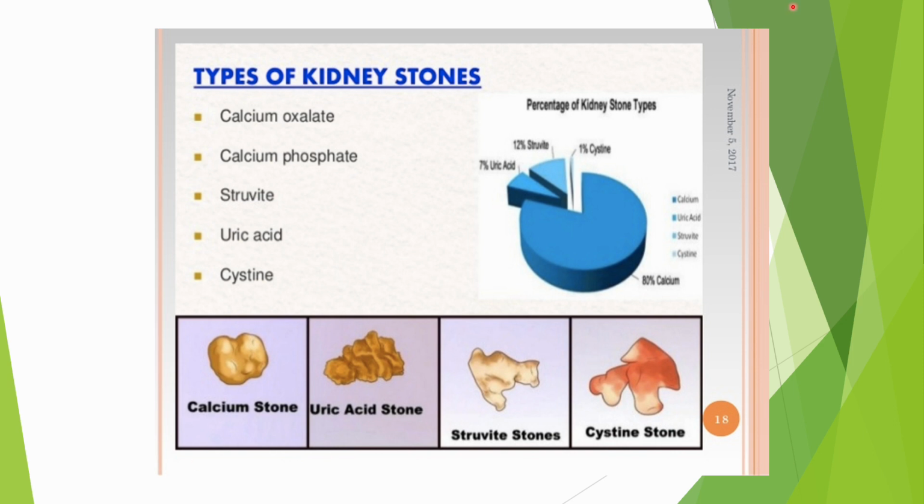So like I said, about 80% are calcium containing. The most common types are the calcium oxalate and calcium phosphate. You've got struvite, uric acid and cysteine containing stones as well, and the various percentages are as illustrated on the screen. But that's a common question that you might get asked.